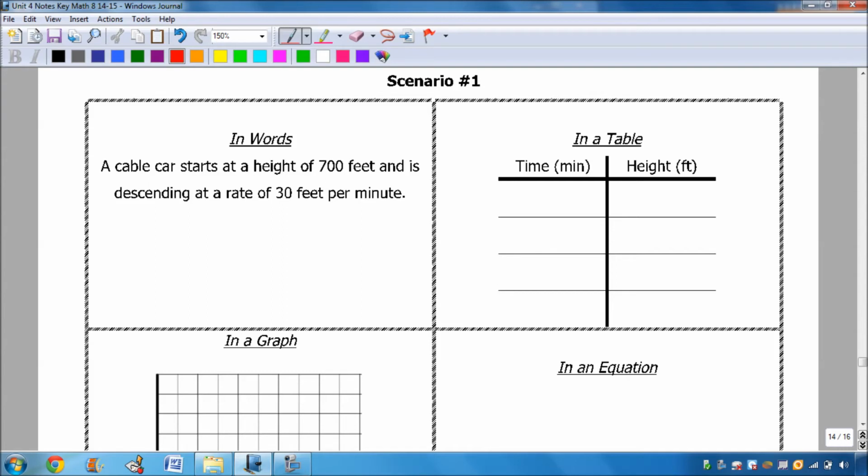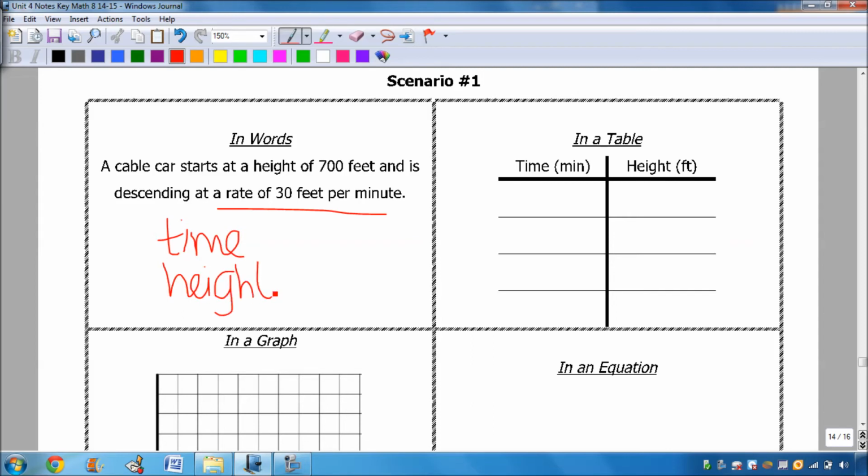So scenario 1, a cable car starts at a height of 700 feet and is descending at a rate of 30 feet per minute. Okay, so when we have a problem like this, we can figure out the information that we need. So first thing I need to do is identify what are my 2 variables. Well, you have a height of 700 feet, in terms of feet, right? And then you have time. So every minute, the cable car is descending 30 feet. So we have 2 variables. We have time and we have height. Okay? But the question is, which one is which?